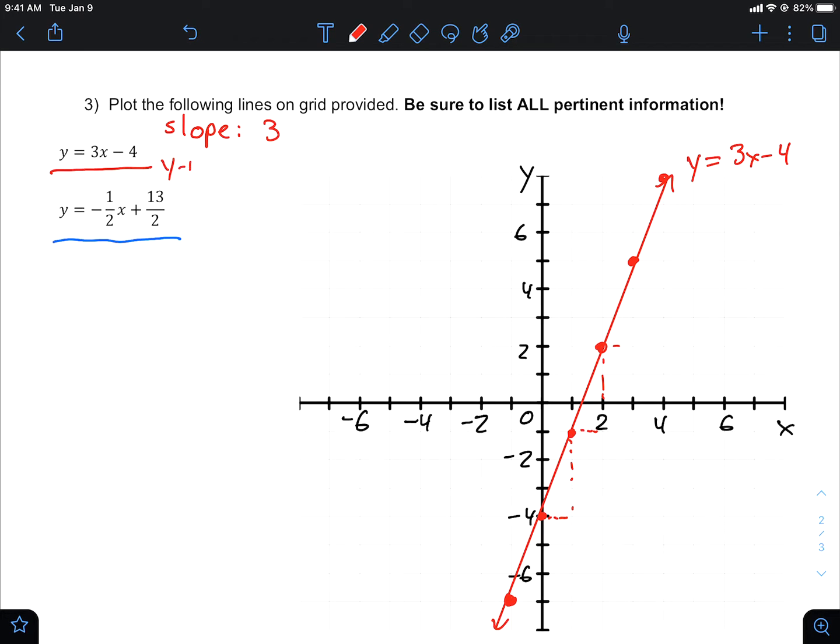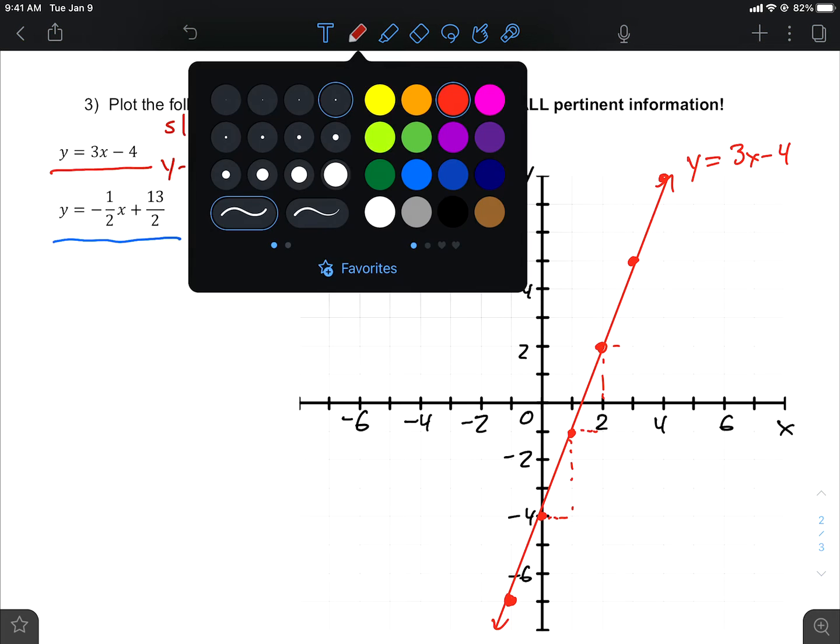And the y-intercept is minus 4. So those are your important, pertinent pieces of information. Because you essentially only need these two numbers to define any line. If you know the slope and the y-intercept of a line, you can draw it on a Cartesian grid. That's that.